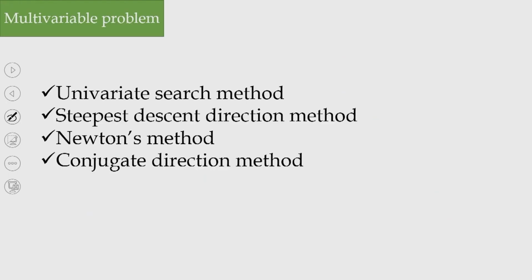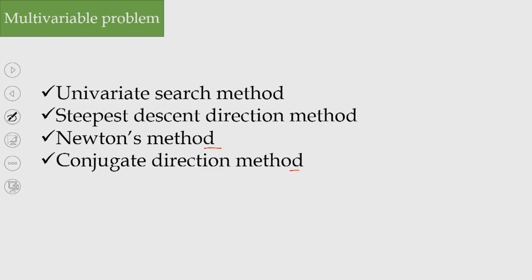These are univariate search methods. One is the univariate search method, one is the steepest descent direction method, the third one is Newton's method, and there is another one, the conjugate direction method. There are some other methods also, so I am not discussing them here, but I will mainly discuss these 4 methods.